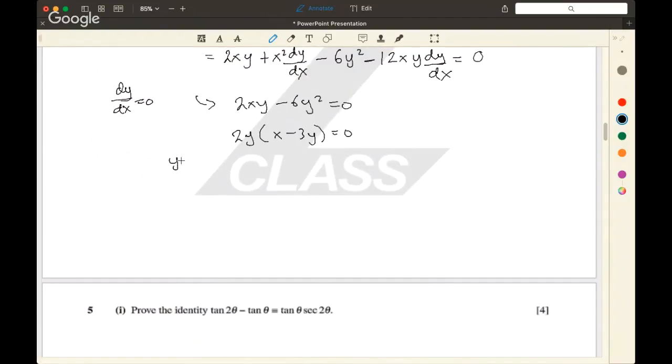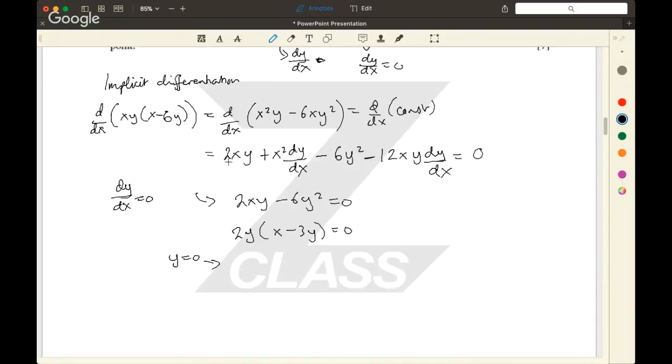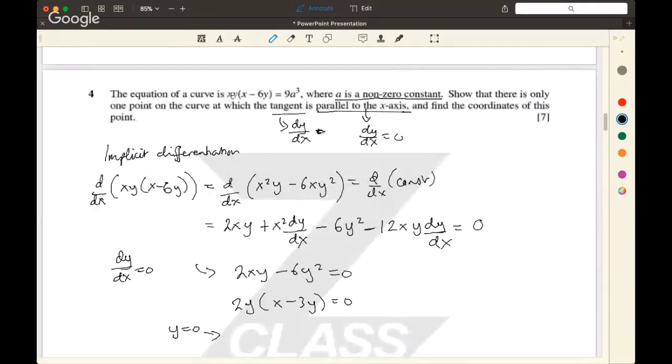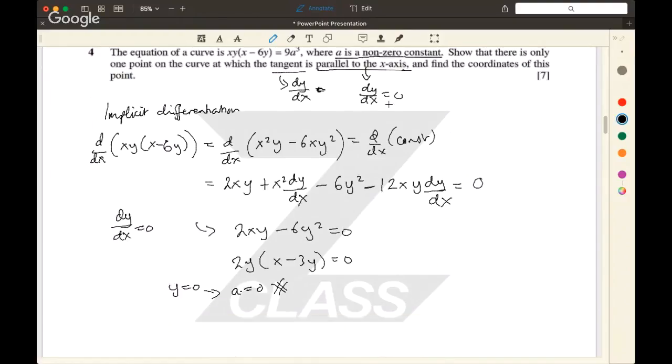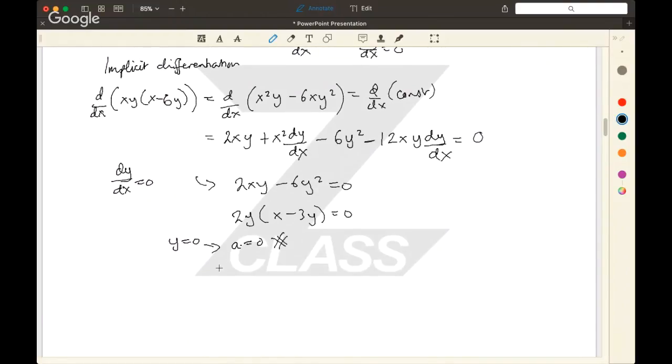Either y is equal to 0, but then you notice that this would mean x times 0 is equal to 9a cubed. But this means that a must be equal to 0, which is not allowed because we're told that a is a non-zero constant. So we're not allowed that solution. This happens a lot where you have to throw solutions away because they don't fit what they say. So the only other solution is that x is equal to 3y.